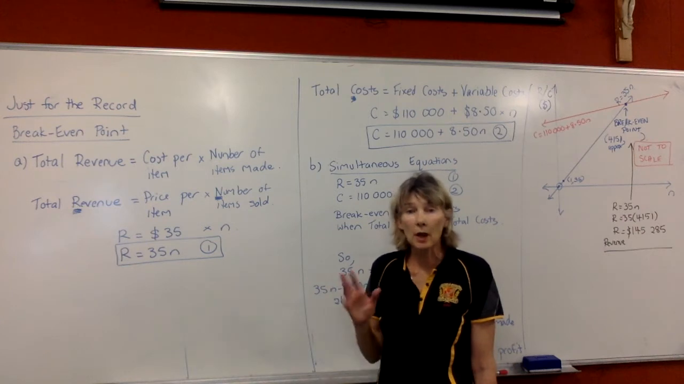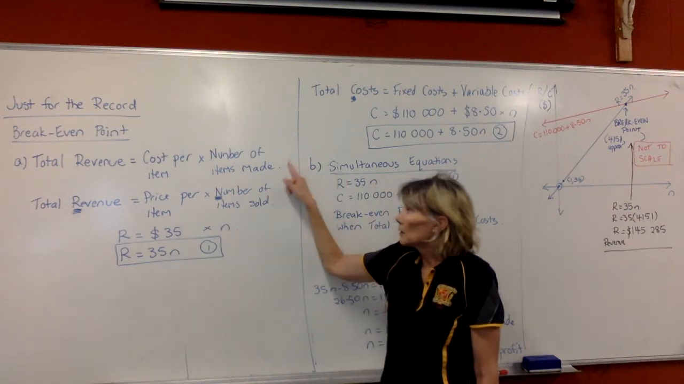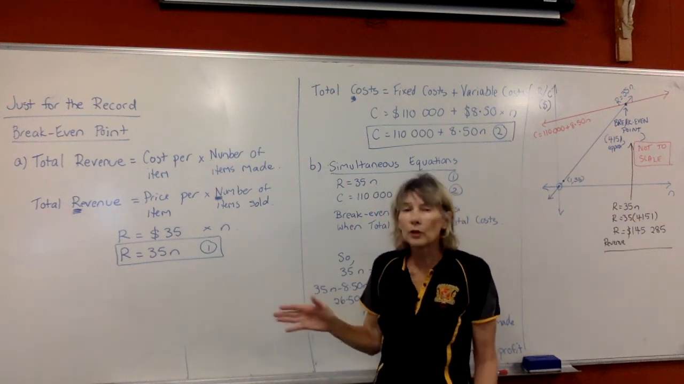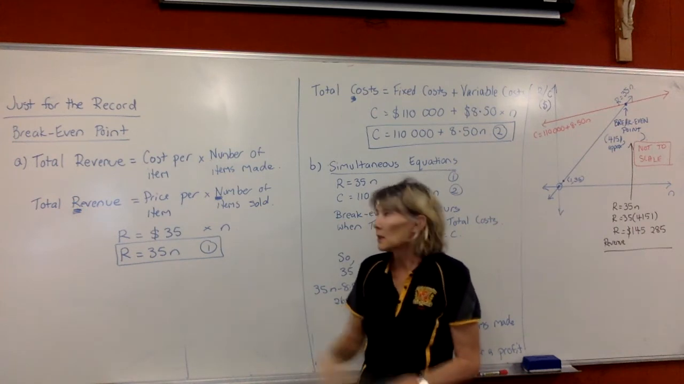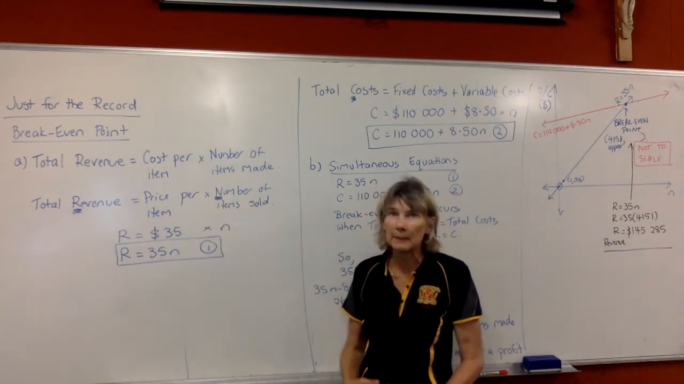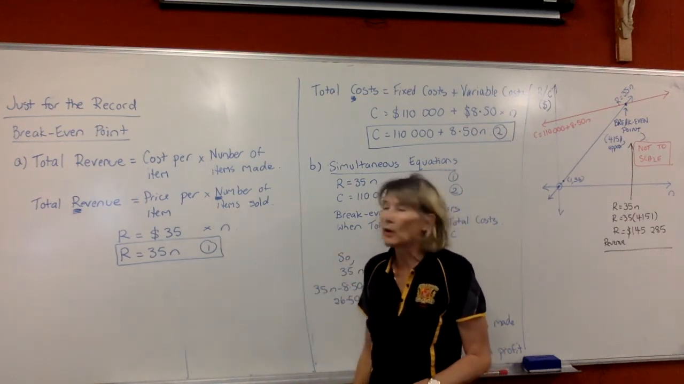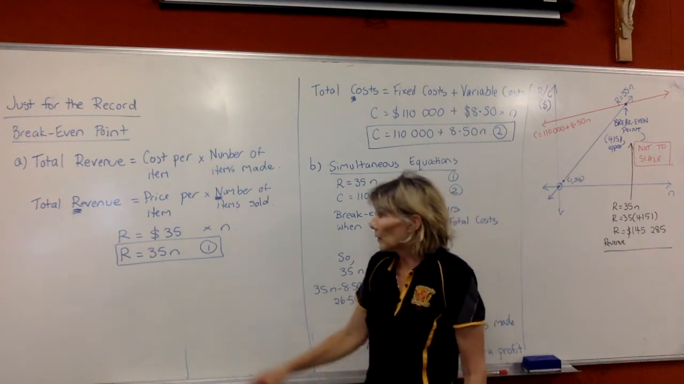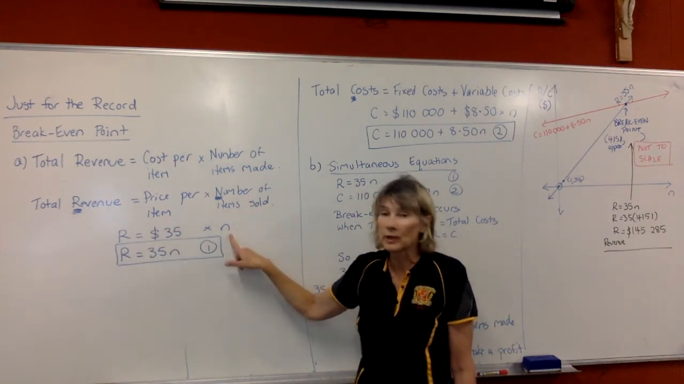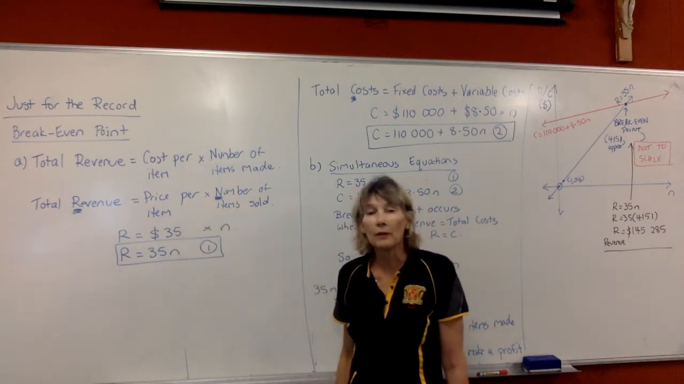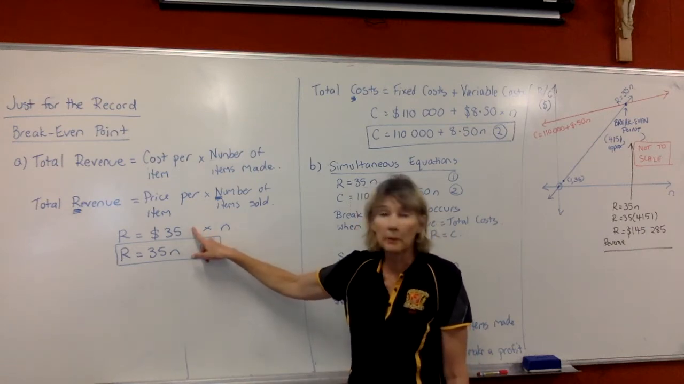Okay, so at some point you'll be talking about these concepts. Total revenue, it says in what you copied down from page 404, is the cost per item times the number of items made. If you look at the question on page 405, we're talking about books being sold. So I've changed cost to price, because it's really the price it's being sold to the public for. So it's price per item times the number of items sold. I'm just going to use R for revenue, and the number of items sold we're going to use as N. If you read it, the books are sold for $35. So that's the price per item.